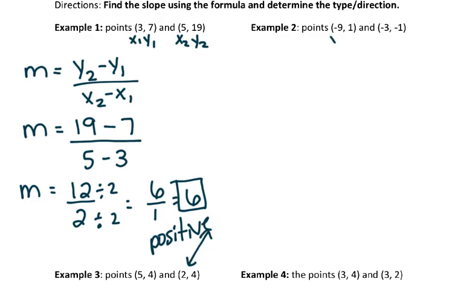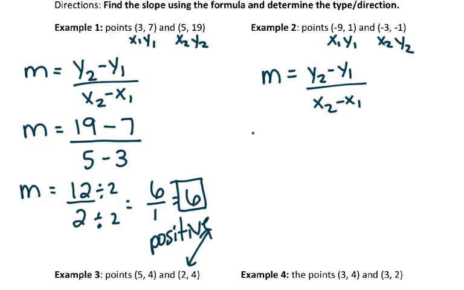Example number 2. So we have x1, y1, x2, y2. I'm going to write my slope formula so I see it. So m equals y2 minus y1 over x2 minus x1. My y2 this time is negative 1 minus positive 1. My x2 is negative 3 and then minus a negative 9. So notice the subtraction symbol is different from the negative symbol with the number.